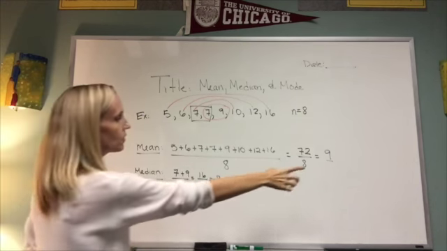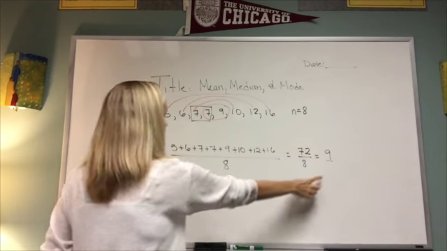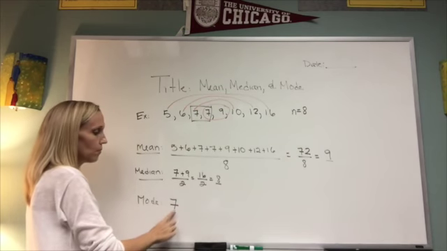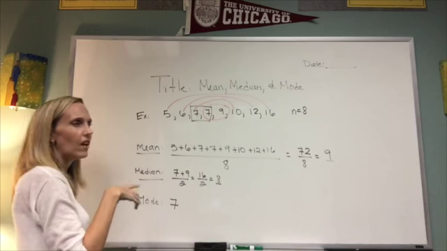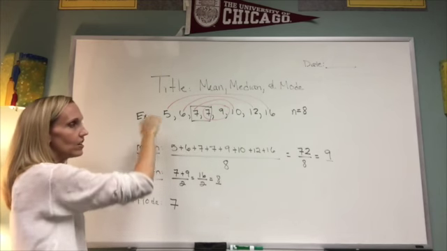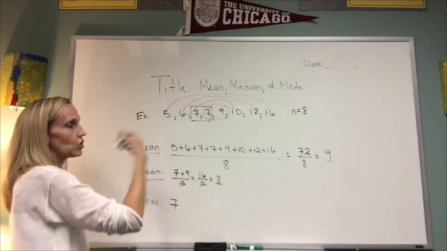Notice that our numbers are pretty similar: our mean is 9, our median is 8, and our mode is 7. And that's just telling us that we don't have a lot of variance here, that not a lot of things are changing.